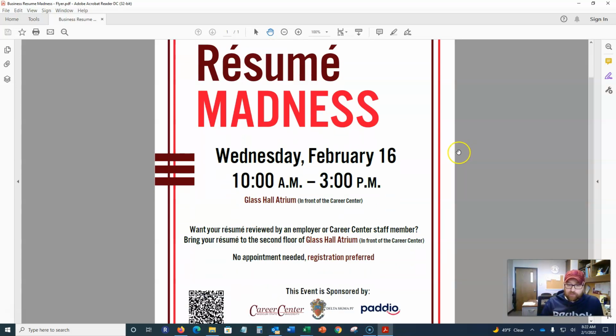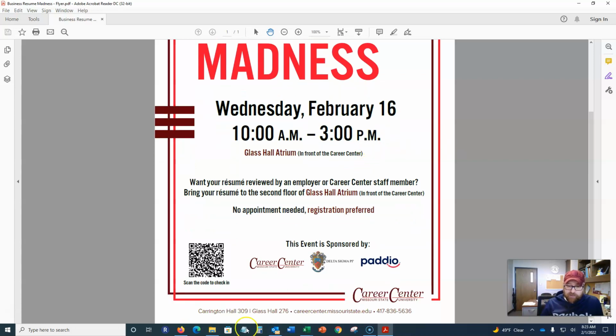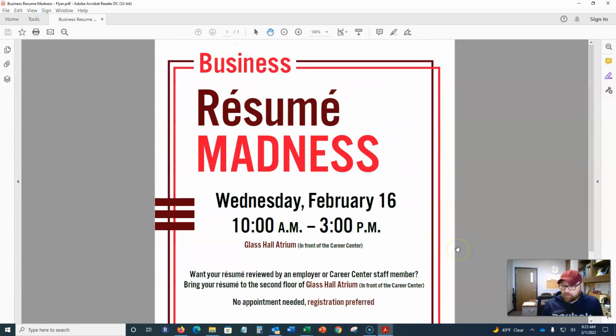They're going to have employers there, Career Center staff there, and they're going to be reviewing and critiquing your resumes. Okay, so if you bring it to the second floor of the Glass Hall atrium, just walk in. You don't need to register. You don't need an appointment, but they would prefer that you register for it on Handshake, I'm assuming. And go in, have a professional review your resume, okay?